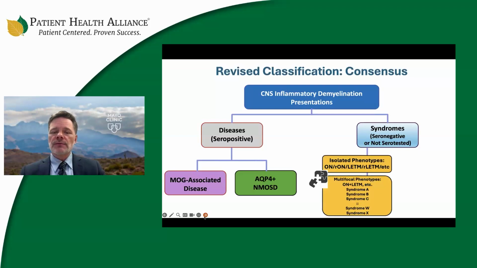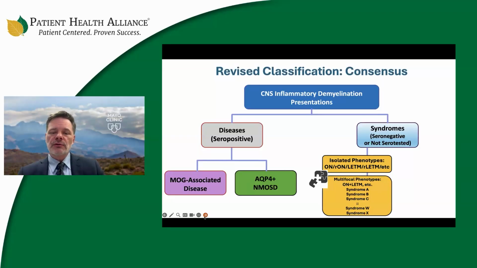Under the syndromes, we can consider a couple of different scenarios. First of all, there are isolated phenotypes. These are, you might say, pieces of an NMO puzzle. Perhaps it's as simple as a single event of optic neuritis or relapsing isolated optic neuritis, or the same scenario for myelitis. Those kinds of isolated phenotypes are descriptive syndromes.